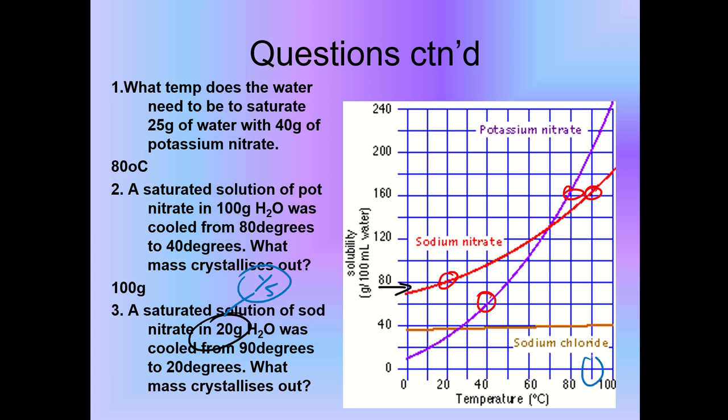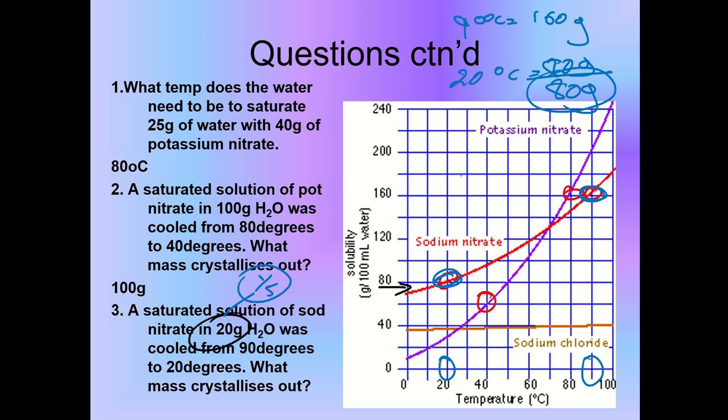So we're going to go to 90 degrees and we're going to go to our sodium nitrate, and we're going to go to there. So at 90 degrees, we have 160 grams will dissolve in the water, and we're going to cool that down to 20 degrees. So down to here, sodium nitrate, red line. So at 20 degrees, 80 grams will dissolve. So therefore, in total, 80 grams will crystallize out. Originally, 160 would dissolve, then only 80 would dissolve, so 80 is going to crystallize out.